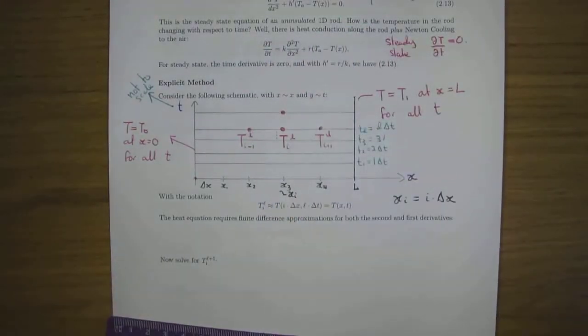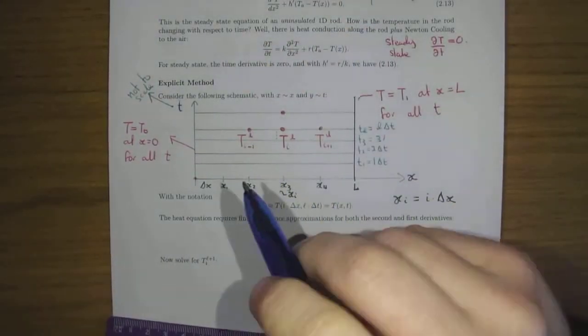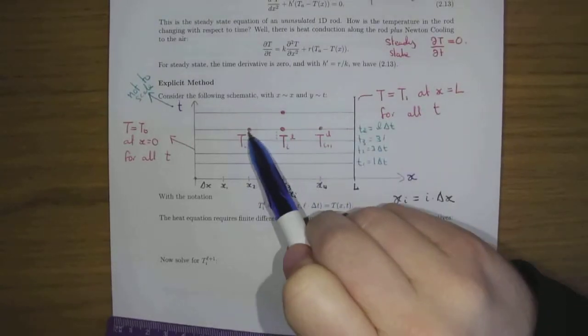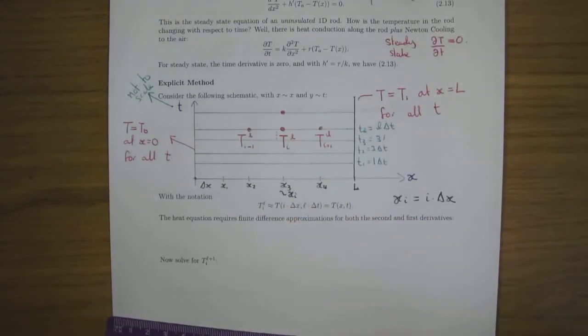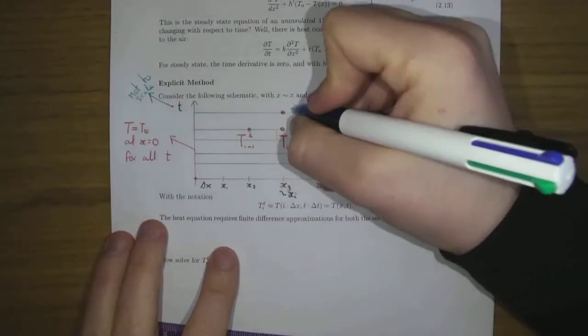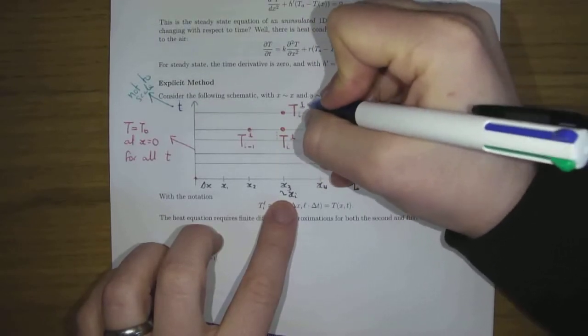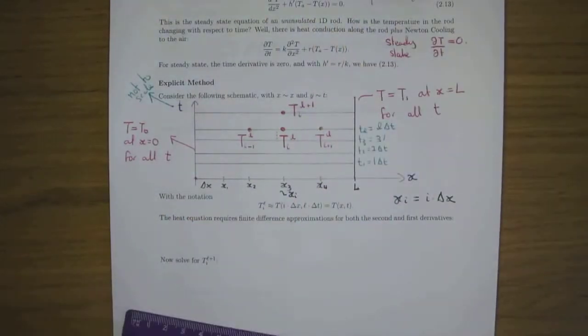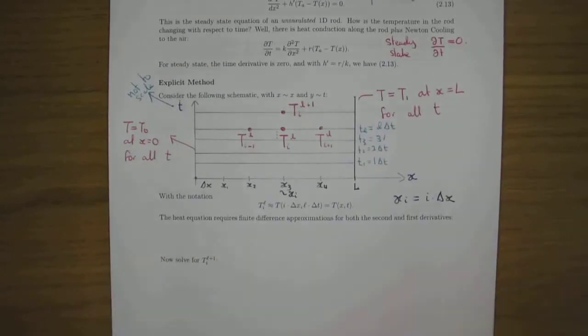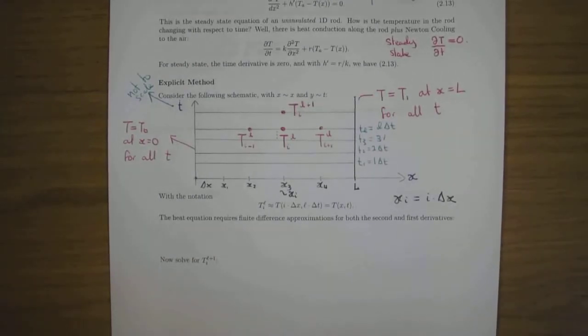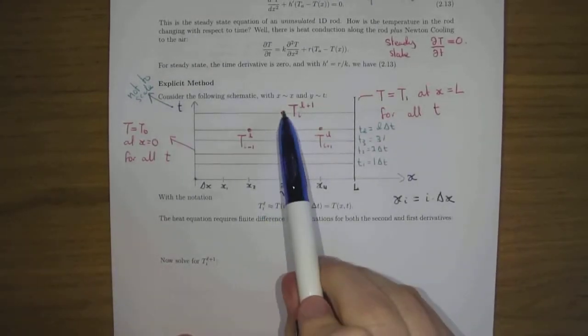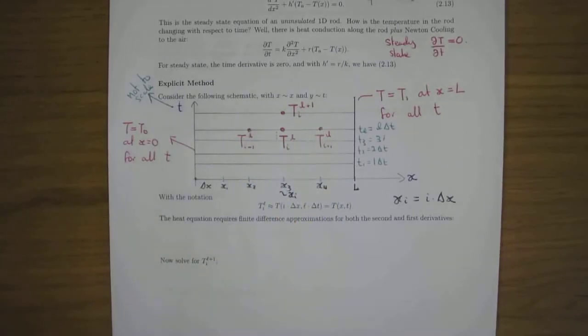Now what I want you to see is that these 3 temperatures, at this point, this point, this point, are all at the same time. Now what we get up here is the temperature at the same point at the next time. And what we're going to do is write the heat equation as an equation where you get this temperature in terms of these 3. And if you think about it, that allows you to do everything.